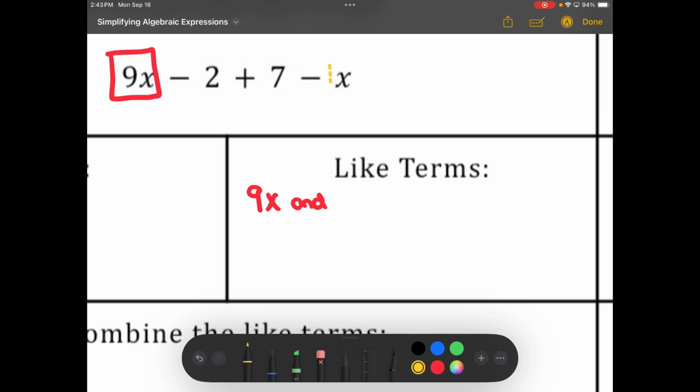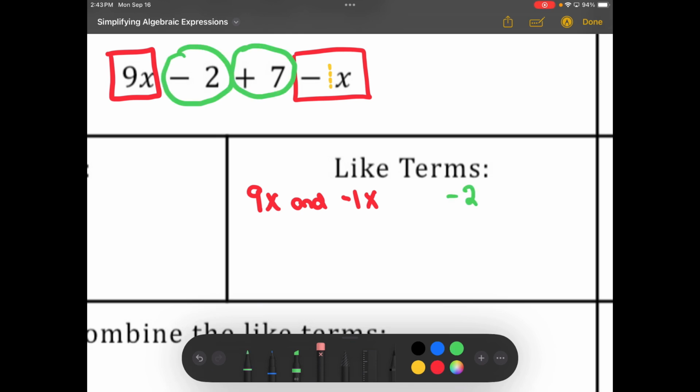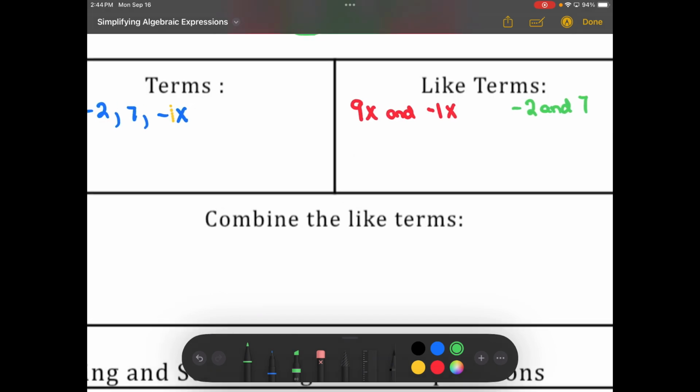Negative 1, that's a windy one, x. We have two more that are alike: negative 2 and positive 7. So now we have our like terms: 9x, negative 1x, negative 2, and 7. We are going to take these like terms and combine them.